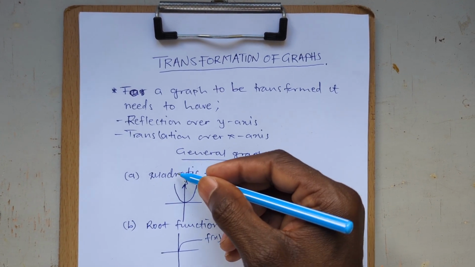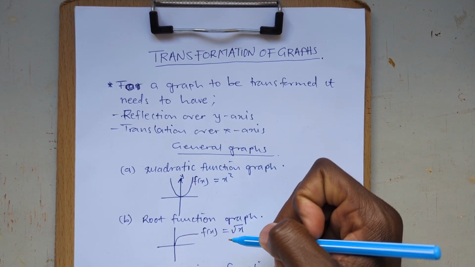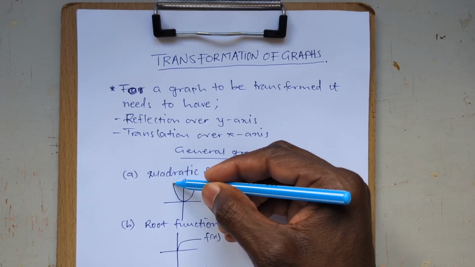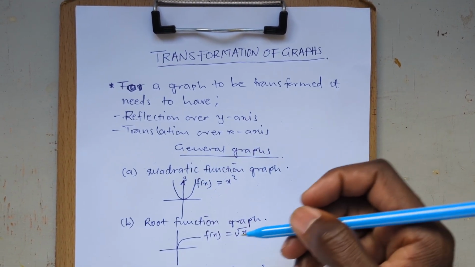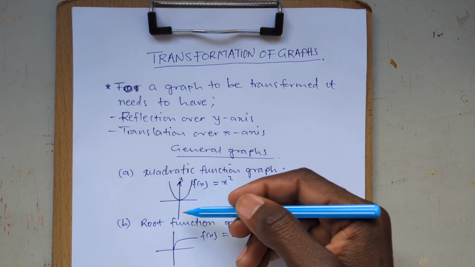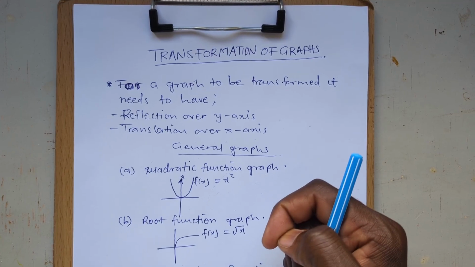On this part, no matter what, this function can't be reflected. Why? Because if you try to reflect this graph, you find that what is on the right hand side is exactly the same as what is on the left hand side.